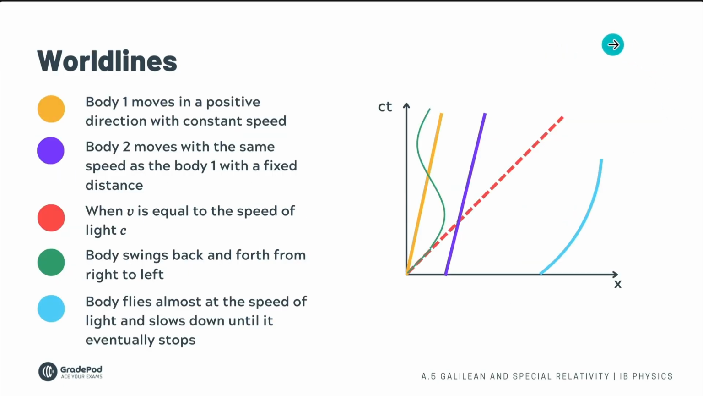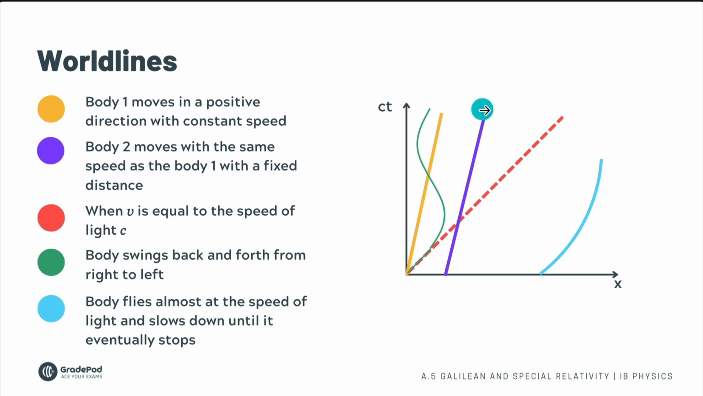Let's have a look at more world lines. We looked at the world line back when we had a stationary object and we saw that the world line was just straight up and down. But we can see we have lots of different coloured world lines here. We'll start with the yellow one. Nice and easy, we've seen that already. The yellow one is when body 1 moves in a positive direction with a constant speed. We can see it's quite a steep line, steeper than 45 degrees, so we know that it's possible within the physical world. Body 2, which is this purple line, has the same speed as body 1, and we know that because they're parallel.